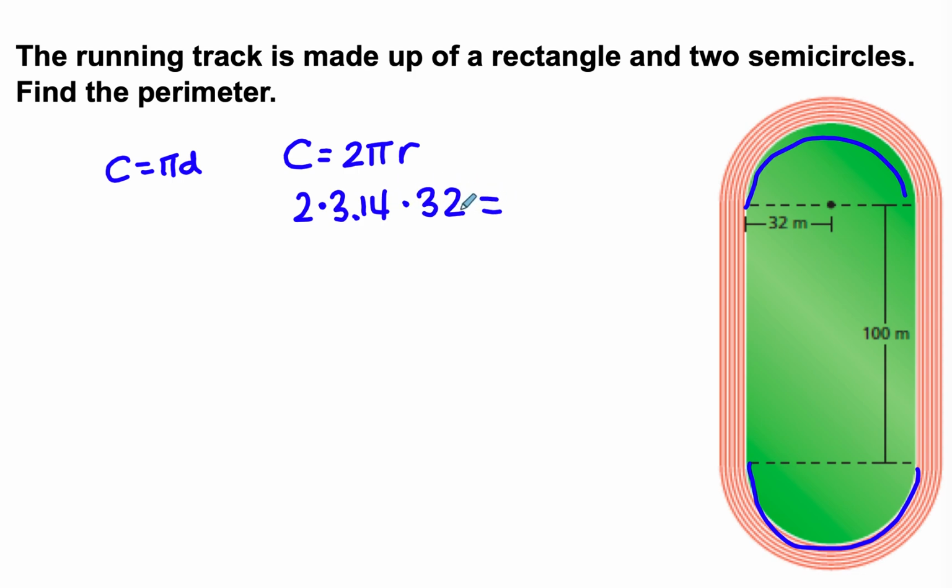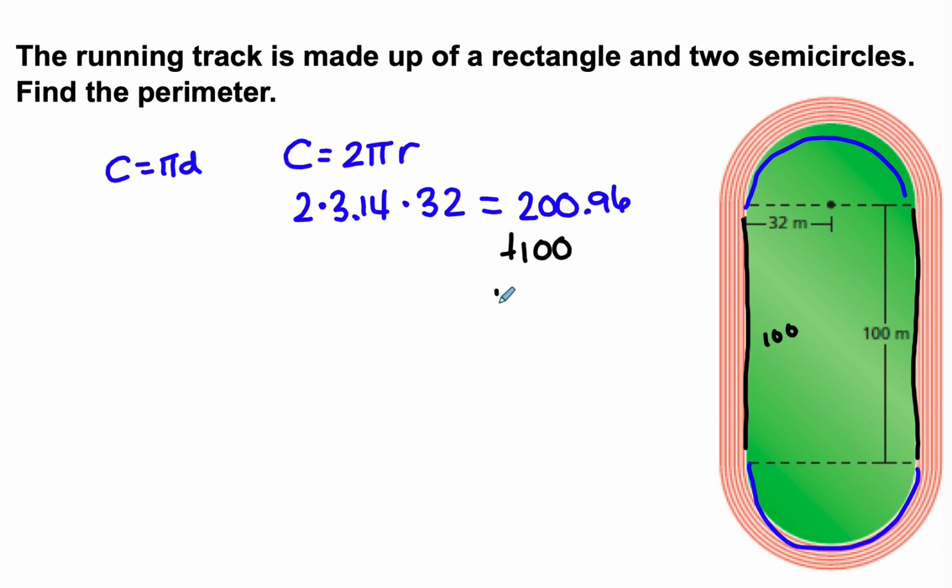That's going to tell me the 2 parts that are outlined right now. And let's see, when I multiply those together, I get 200.96. Okay, I now have 2 straight sides. I have this side, that's going to be 100, because this side is 100. On a rectangle, both straight sides are equal, so I'm going to add 100, and then I'm going to add another 100. And then when I add that all together, I'm going to get 400.96 meters.